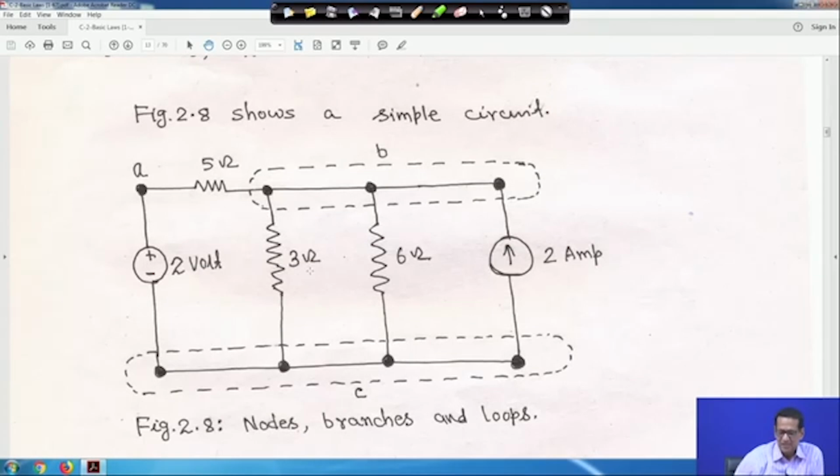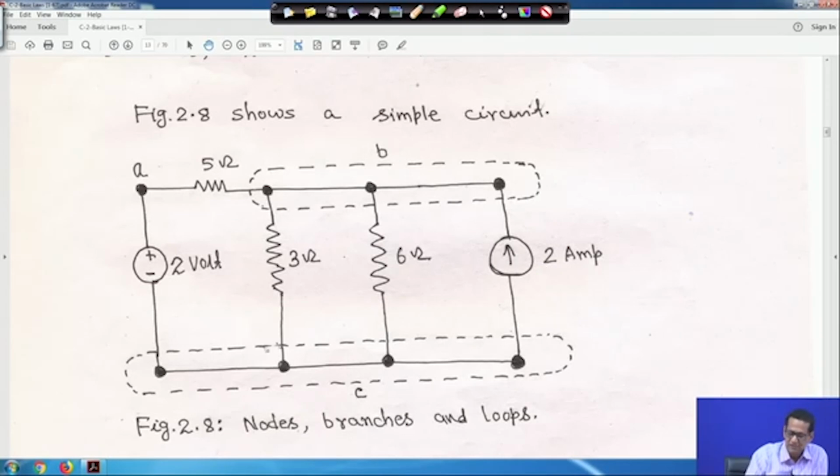Now look at this diagram, let me mark it. This point, this point and this point, these three points are connected by wire. A wire has negligible resistance, and there is no electrical element in between these points. So how many elements are there? A 12 volt source, a 5 ohm resistor, a 3 ohm resistor, a 6 ohm resistor and a 2 ampere current source. So there are 5 electrical elements in this circuit.